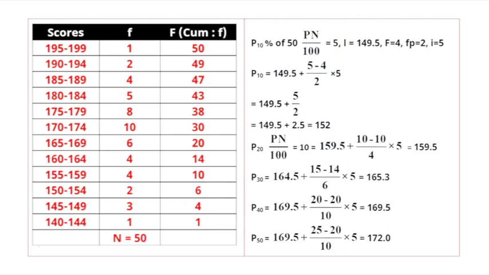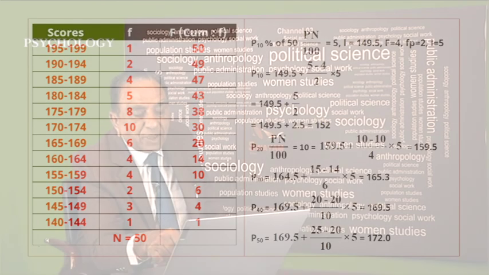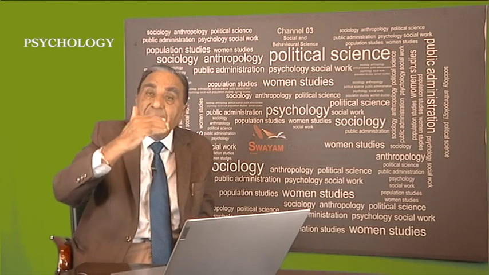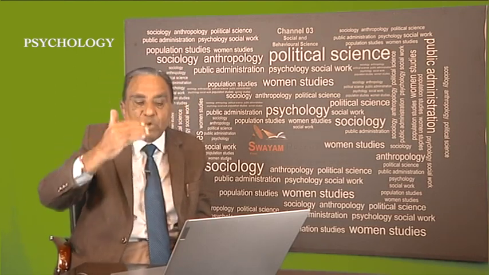Even if you assume 155 to 159, it will not change the answer. Now, again the lower limit 159.5 plus 10 minus the cumulative frequency of those class intervals which are less in value, 1 plus 4 plus 6 is equal to 10. So, 10 minus 10 upon the actual frequency, which is 4, into 5, calculated, this value is coming 159.5. So, 159.5 is the value above which 80% of cases are coming and below which 20% of cases are coming.